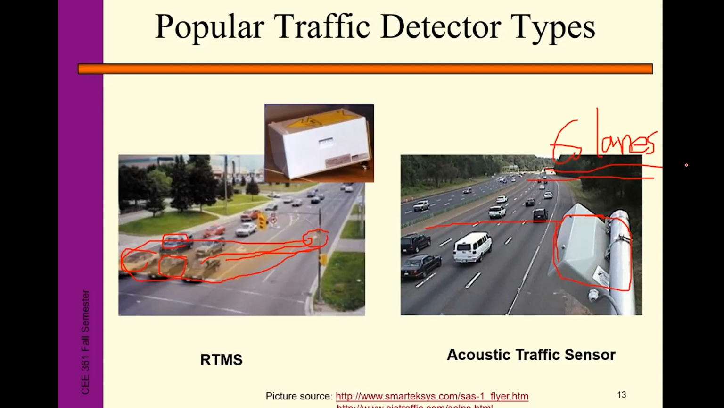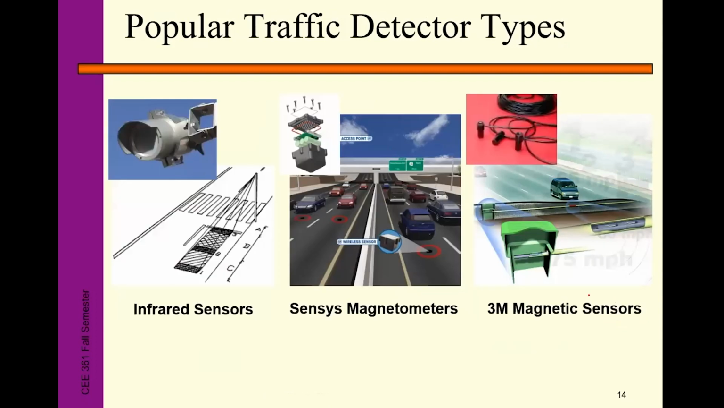In the US, we do not use acoustic sensors much, but the Japanese like acoustic sensors very much, so they use them a lot in Japan. And we also have other types of sensors, like the infrared sensor. So this is the infrared sensor.